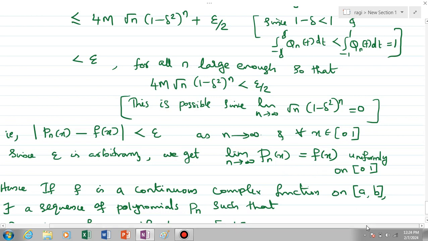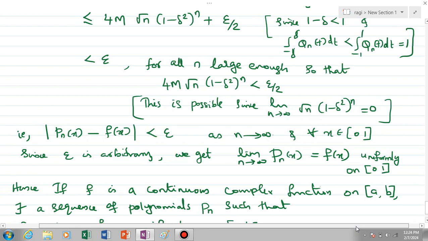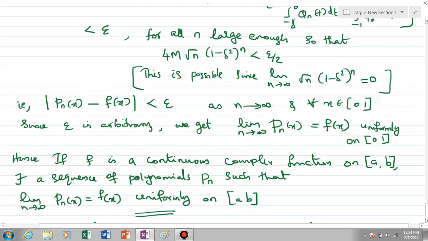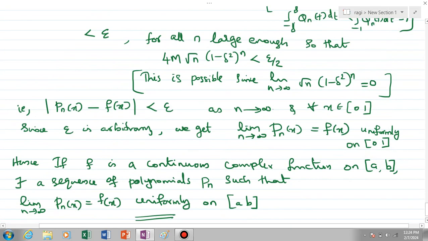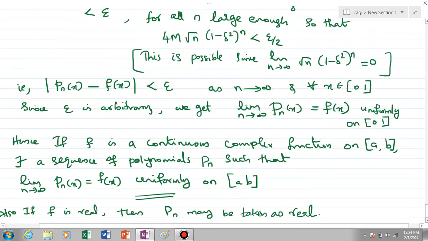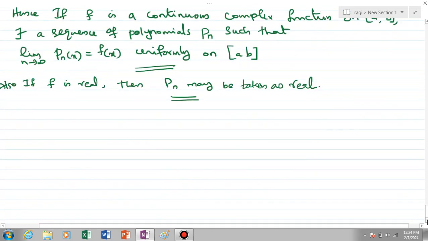Hence, we have proven that if f is a continuous complex function on the closed interval AB, there exists a sequence of polynomials Pn such that limit as n tends to infinity of Pn of x equals f of x uniformly on the closed interval AB. Okay, if f is real, then we can take Pn to be real. This is the proof. Thank you.